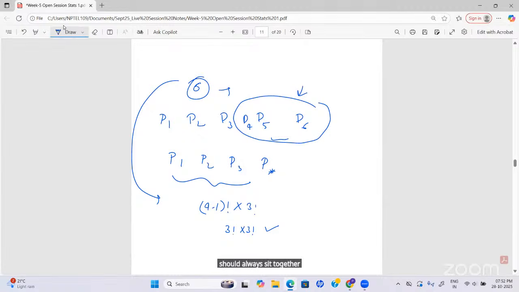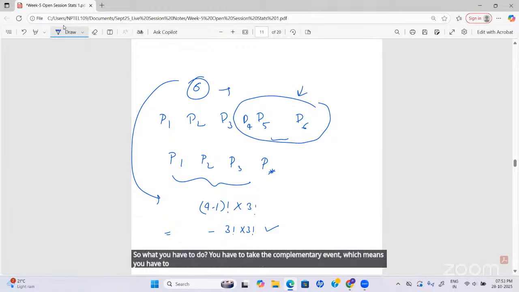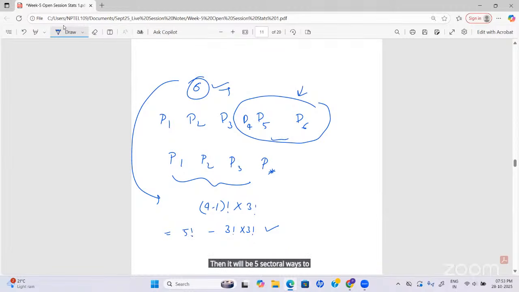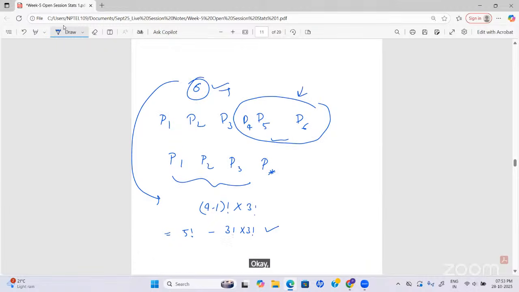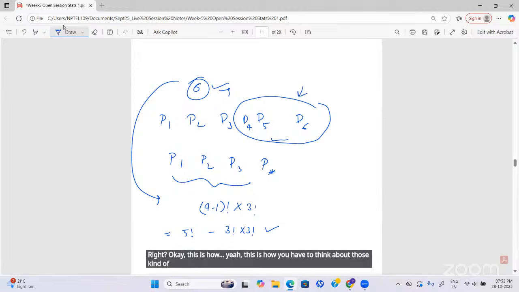But we want that the 3 people should never sit together. So what you have to do? You have to take the complementary event, which means you have to subtract from the total. So the total, if you have 6 people, will be 5 factorial ways to arrange them in a circular fashion. Yes, this is how you have to think about those kinds of questions.